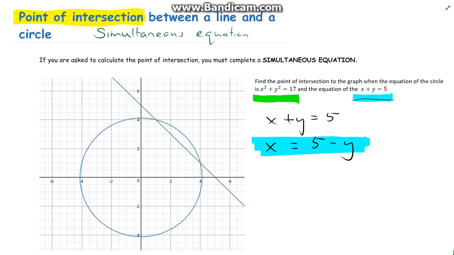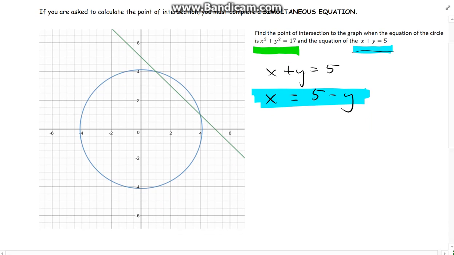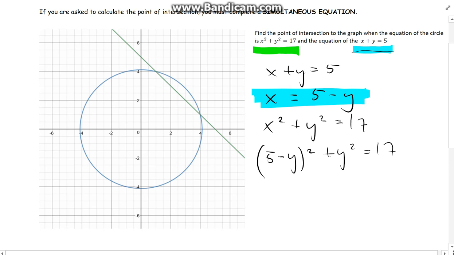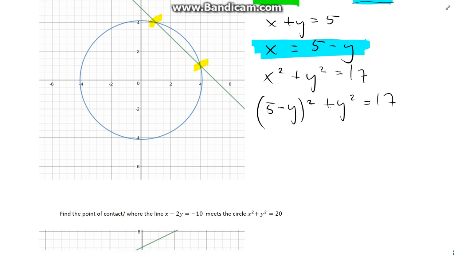Step 2 is you sub that into your circle. If you're doing this with a quadratic, you'd sub it into your quadratic, so it's the exact same step. So instead of x squared plus y squared equals 17, you're now going to have 5 minus y all squared, because that's what x is, plus y squared equals 17. We know by looking at that graph, we marked out in the yellow that there were 2 points of intersection, so we know there's going to be 2 points of intersection in this circle.